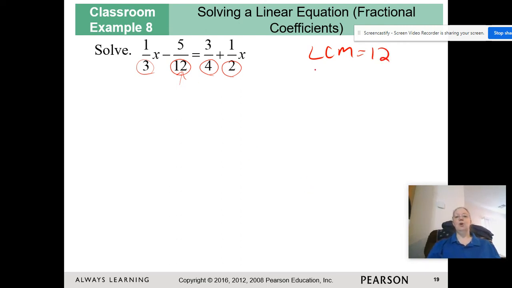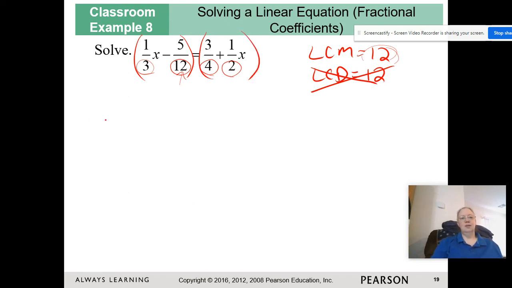All right. Another thing that this might be called is least common denominator, although I choose not to call it a denominator because we're not actually going to create a common denominator. So here's what we're going to do with this 12. We are going to take 12 and multiply both sides by 12. So I'm going to multiply the left side by 12, and I'm going to multiply the right side by 12.